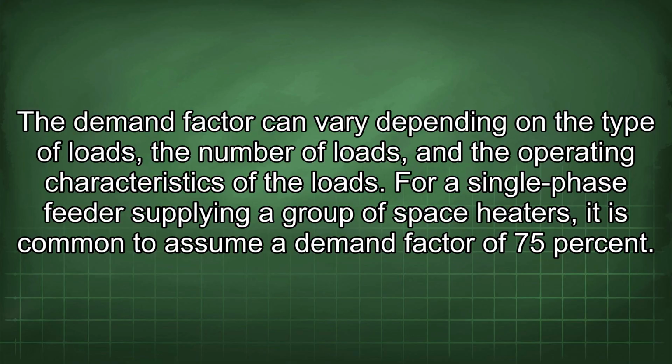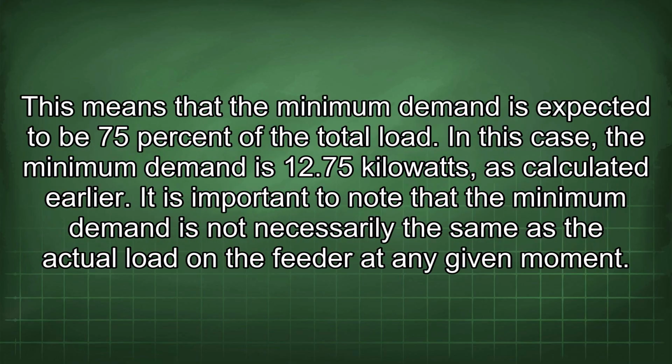For a single-phase feeder supplying a group of space heaters, it is common to assume a demand factor of 75%. This means that the minimum demand is expected to be 75% of the total load. In this case, the minimum demand is 12.75 kilowatts, as calculated earlier.